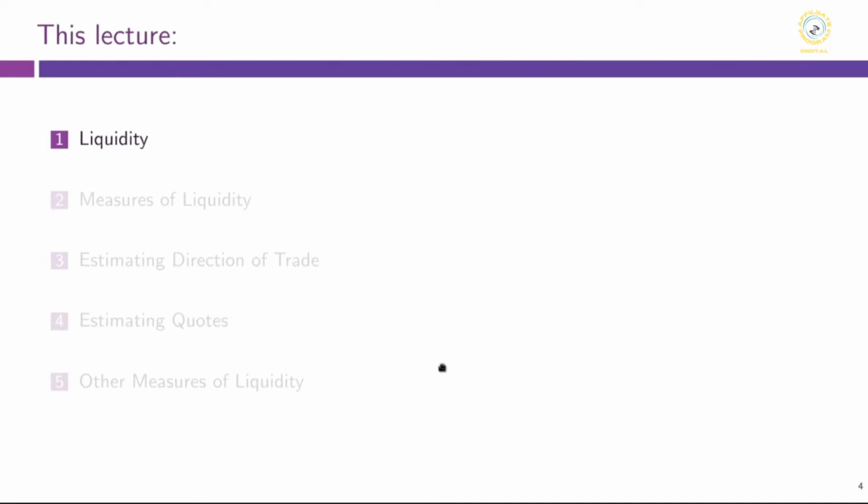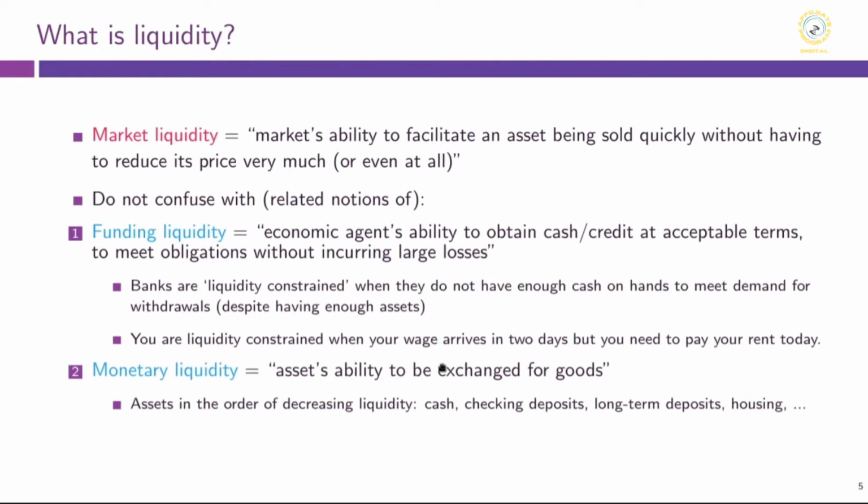So let us begin by talking about what actually is liquidity. What we mean most of the time when we say liquidity in this course is market liquidity. To give you a book definition, it is a market's ability to facilitate an asset being sold quickly without having to reduce its price very much or even at all. As you can see, this definition is a little bit vague. It does not tell us what quickly means, it does not tell us what very much means, and so on, but you get the spirit of this definition.